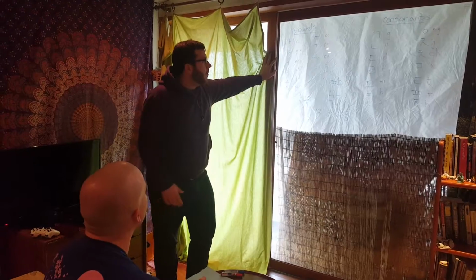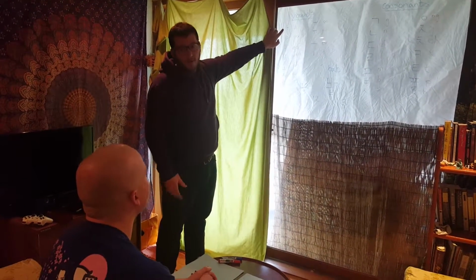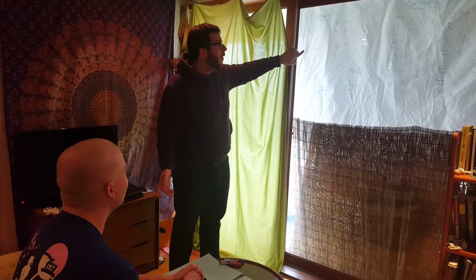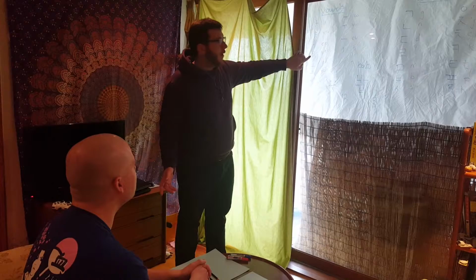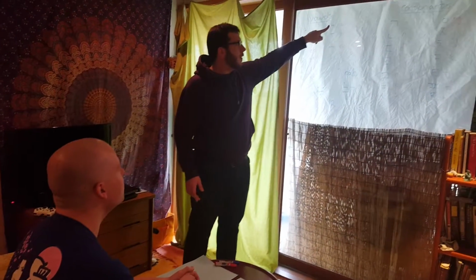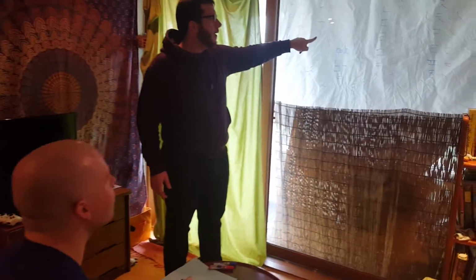Alright, so let's try pronouncing these vowels and consonants together. So the first one we have ah, ya, o, yo, u, yu, eu, i. Very good job.